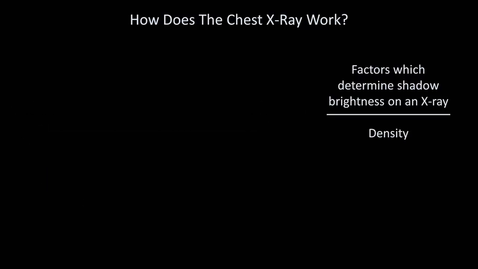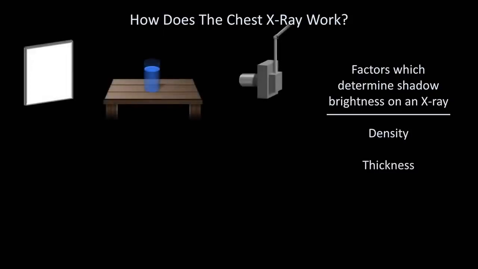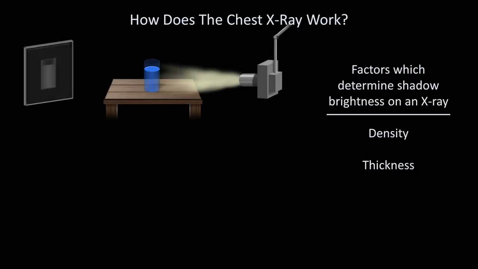The next factor which determines shadow brightness is the thickness of the structure being X-rayed. If we take a single, relatively thin glass of water and expose it to X-rays, most will pass through, resulting in a very dark image on the film.